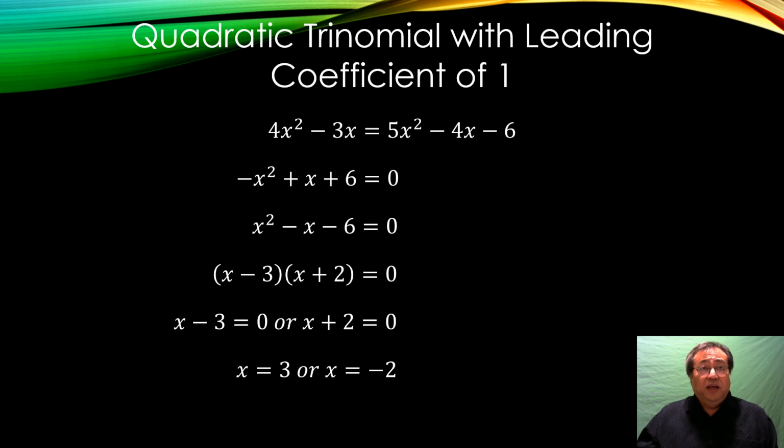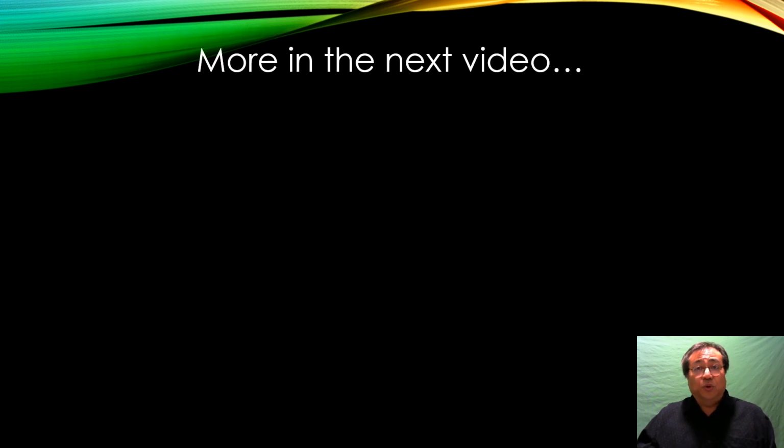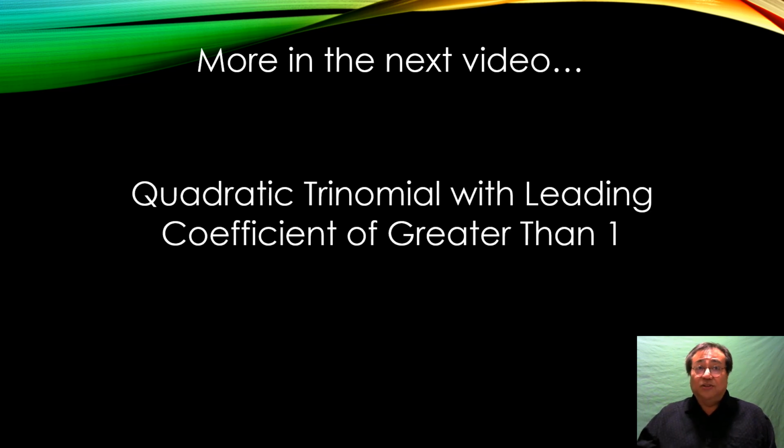Okay. That's the last example. More in the next video. All of these have been leading coefficient of 1. So next one, we're going to have a quadratic trinomial with leading coefficient of greater than 1. But prime. And you probably don't care about whether it's prime or composite, or maybe you don't even remember what prime or composite is. But anyways, that's going to be a next video. This has been plenty long.